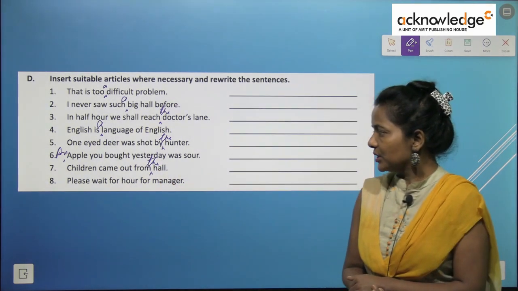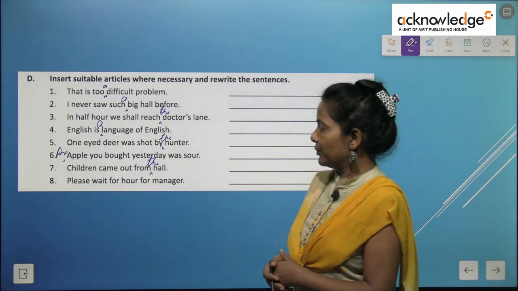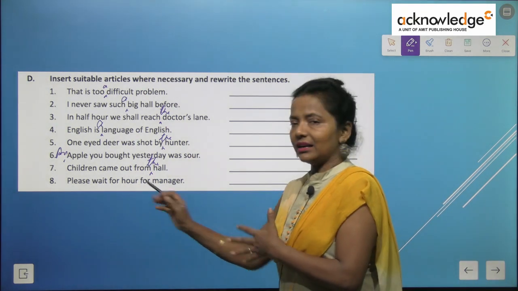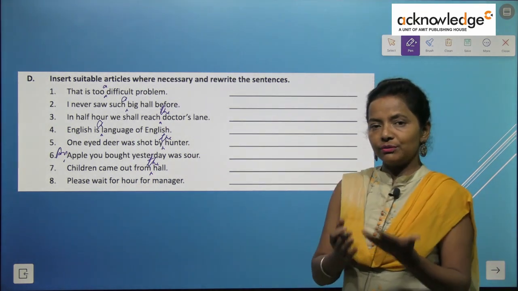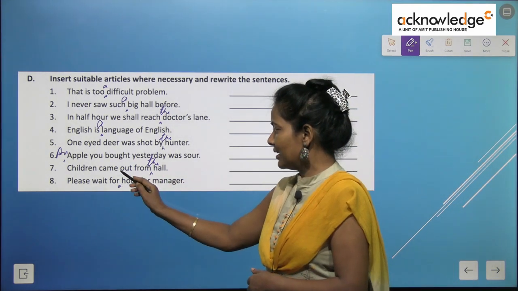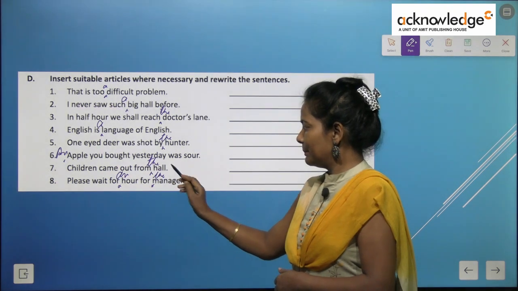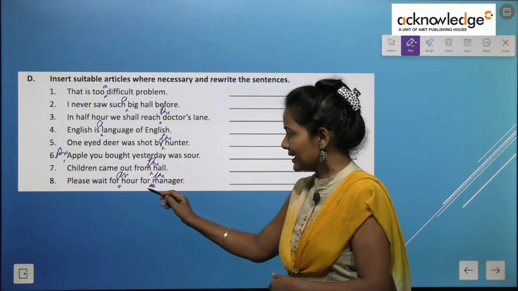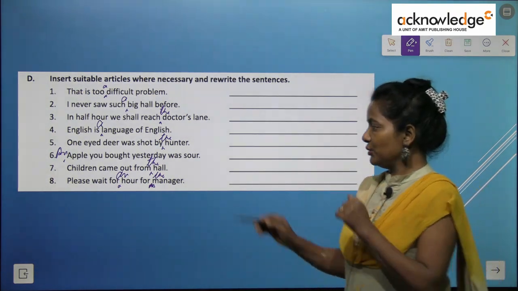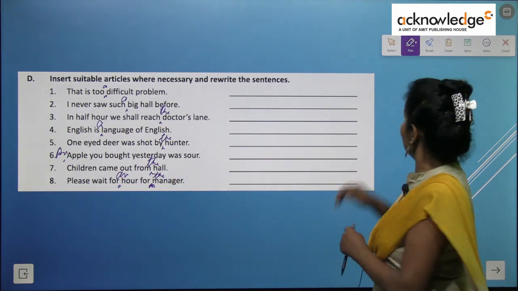And please wait for our hour for manager. So H-O-U-R. What will we put? Which article has to come before it? Please wait for an hour for the manager. Particularly हम manager की बात कर रहे हैं कि please wait for an hour, एक hour के लिए इंतज़ार कीजिए for the manager, manager के लिए इंतज़ार करना है. Fine children?